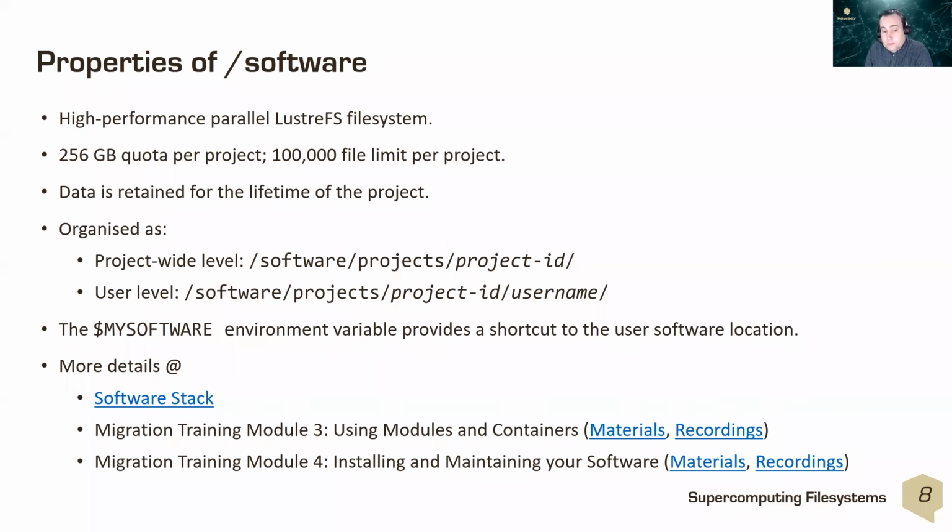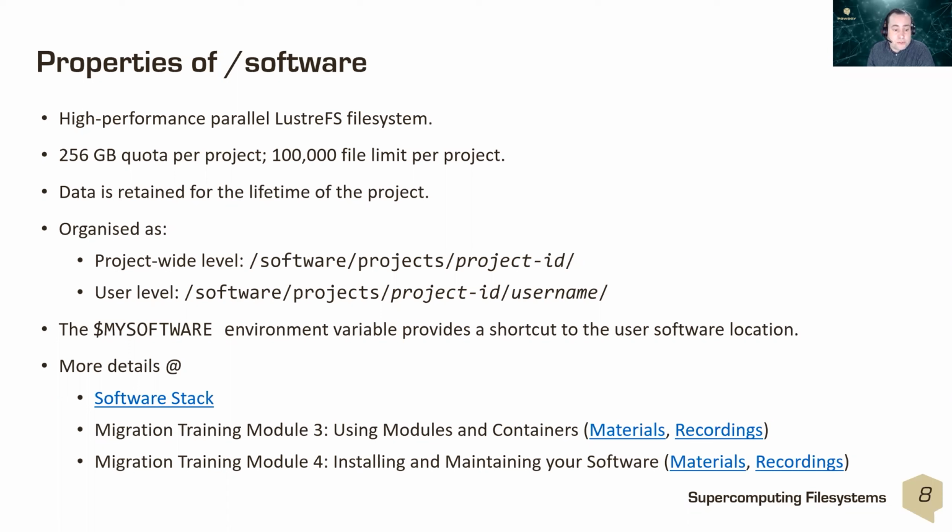In terms of the organization of the /software file system, there is an additional directory in that path that is different from Scratch and Group in the past, and that is this projects subdirectory in /software. So you can find your project-wide level files in /software/projects, and then your project ID. And then for individual users, there are username subdirectories within that.